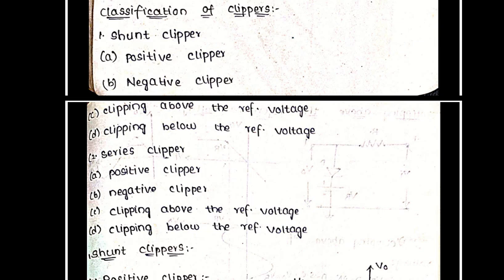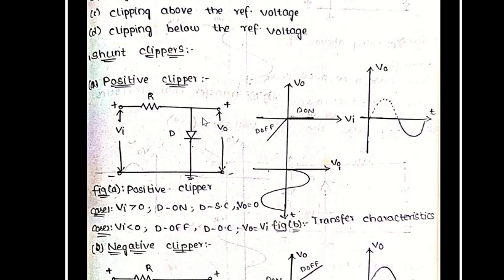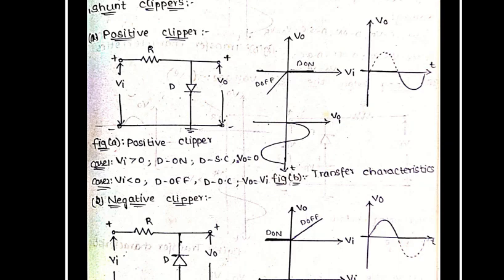Now, first coming to the shunt clipper, why can we call this circuit a shunt clipper? Because here, if you observe this, the non-linear element is connected in parallel with the input signal. Because of this specific reason, it is named a shunt clipper. That means in a shunt clipper, the non-linear element is connected in shunt with the input signal. Hence, it is named a shunt clipper.